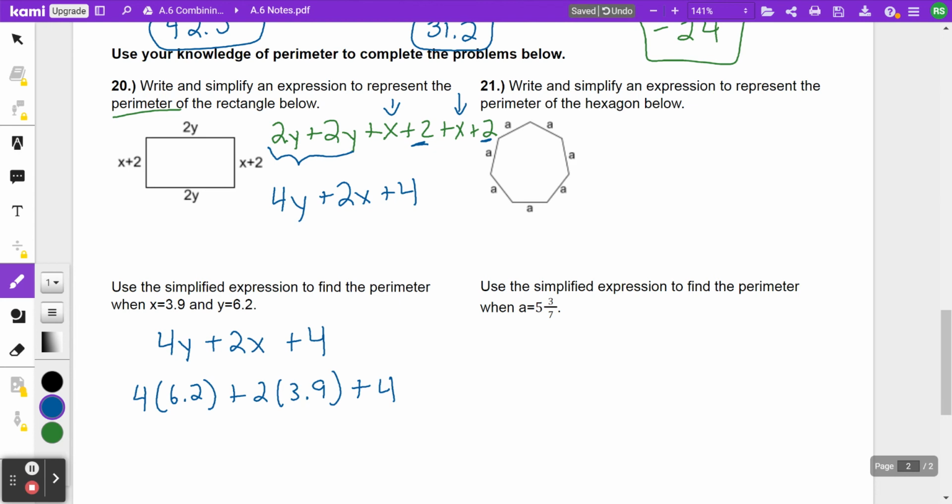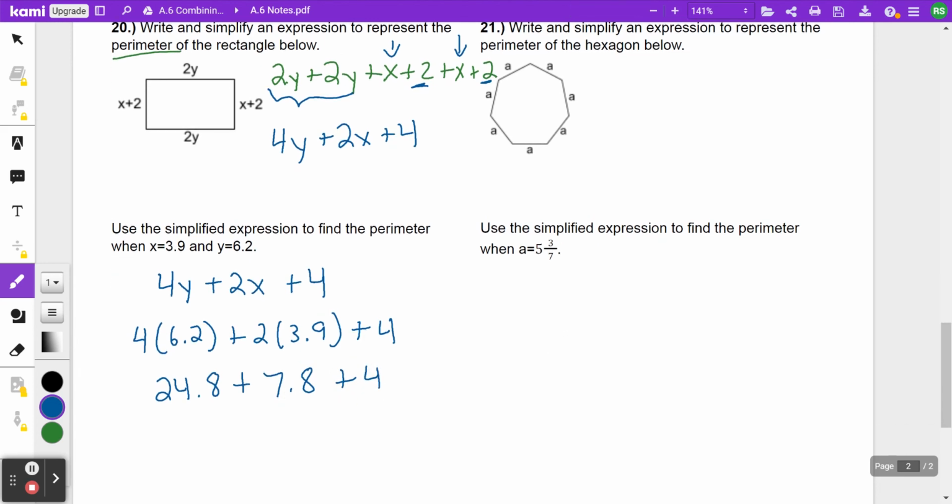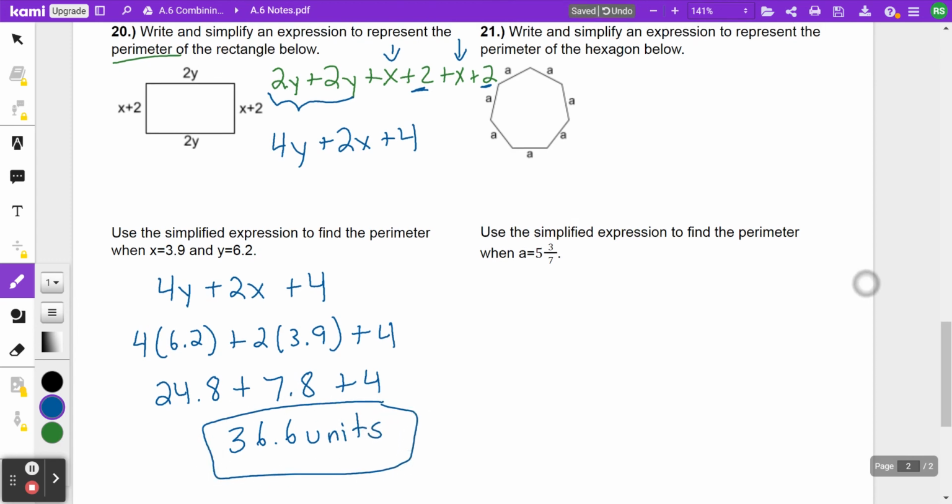All right, so let's see. 4 times 6.2 is 24.8. 2 times 3.9 gives us 7.8. And then we're just going to add all those up. So 24.8 plus 7.8 plus 4 gives us a total perimeter of 36.6. It doesn't tell us if it's feet, inches, meters, or centimeters, so we'll just say units there.